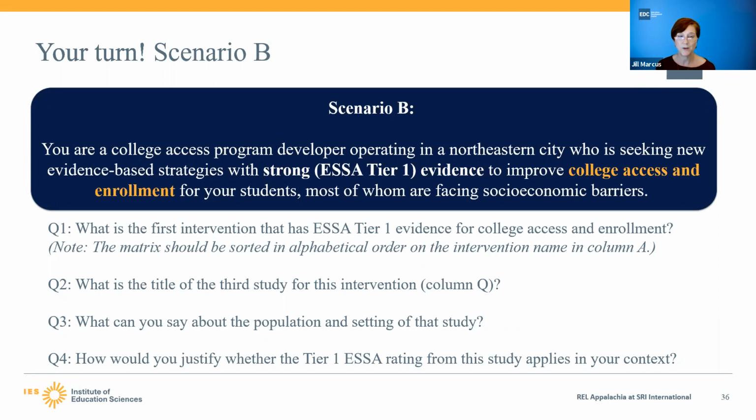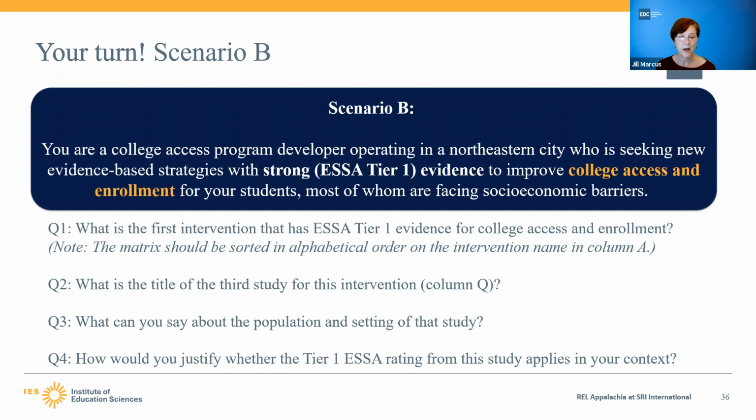Question 3 was, what can you say about the population and setting of Scrivener and colleagues' 2015 study? If you clicked the study and went to the sample characteristics tab, you found the answer. 9% ELL, 62% female, 34% Black, urban, etc. And you also found that 60% were incoming freshmen and 88% received a Pell Grant, etc.